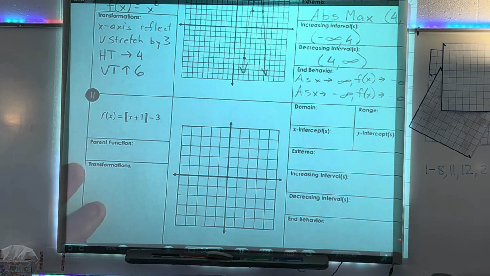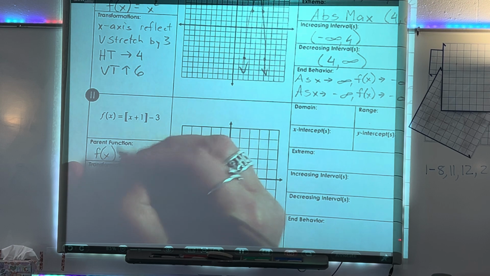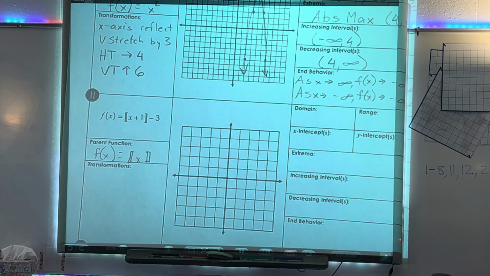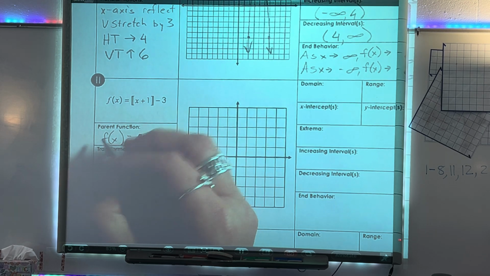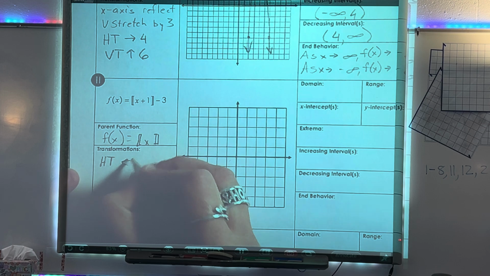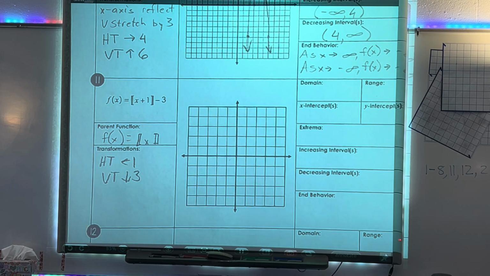Okay, so the parent function is the greatest integer function. Oh, it is. Okay, that's what I thought it was. So this one we've got a horizontal shift to the left and a vertical translation down 3. Put it in.